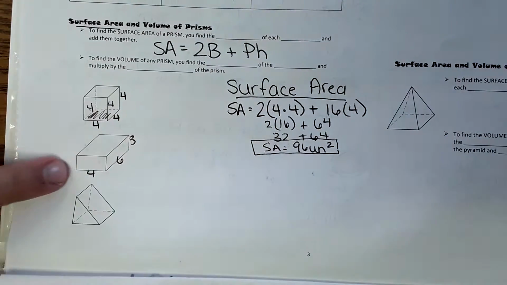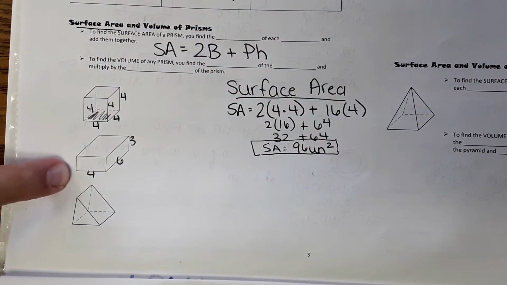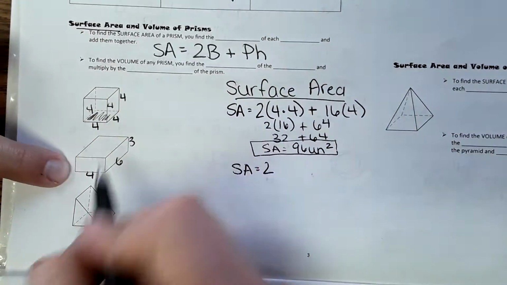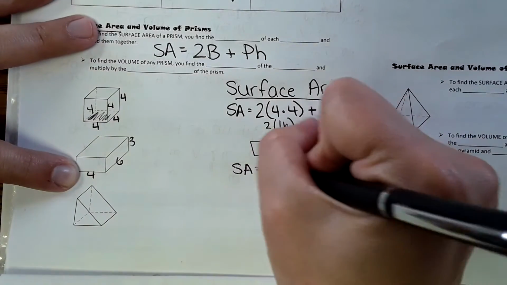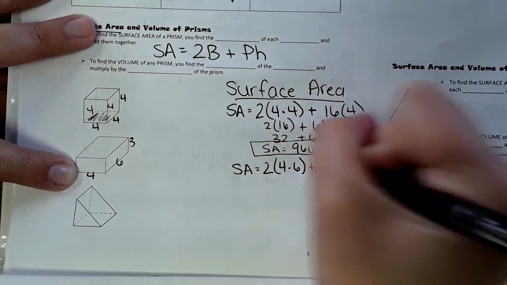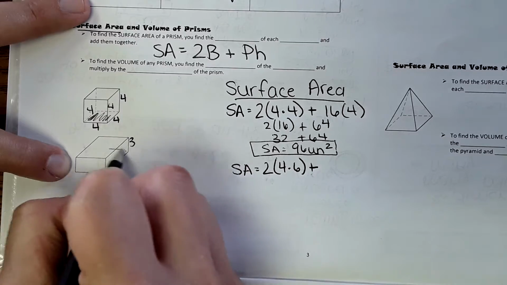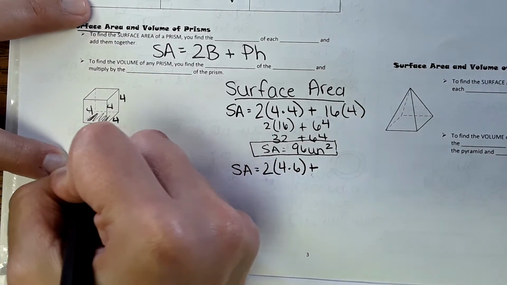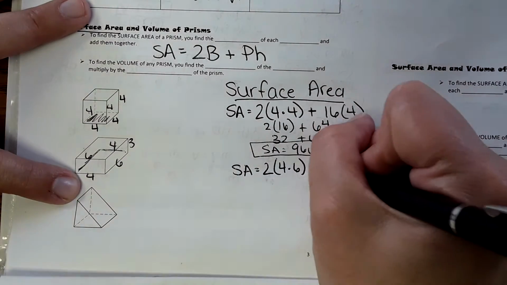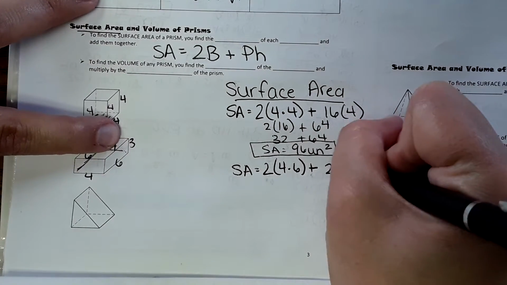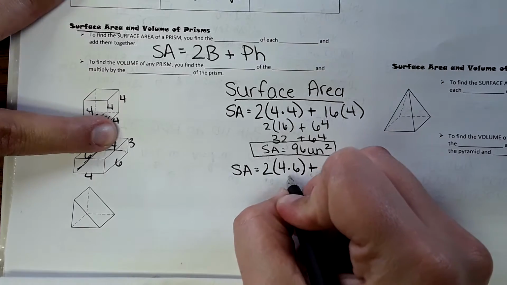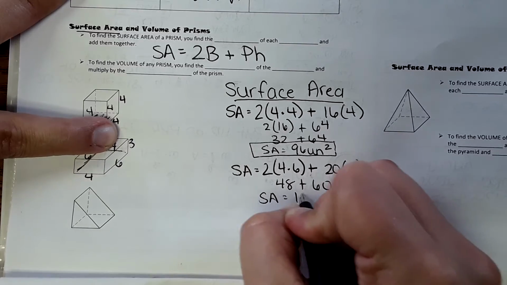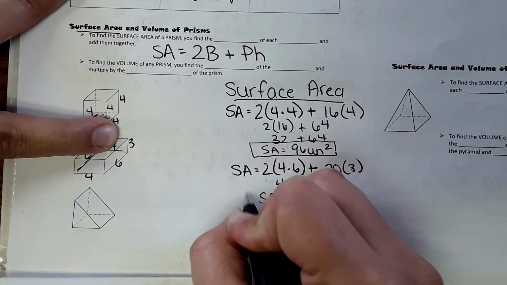Okay. There's the dimensions to the rectangular prism. So using the same equation, 2 times the base, this time is 4 times 6. The perimeter of the base, like if this was drawn out all the way, you do 6 plus 4 plus 6 plus 4, so 20. And then the height is 3. 24 times 2 is 48, plus 60. Surface area is 108 units squared.